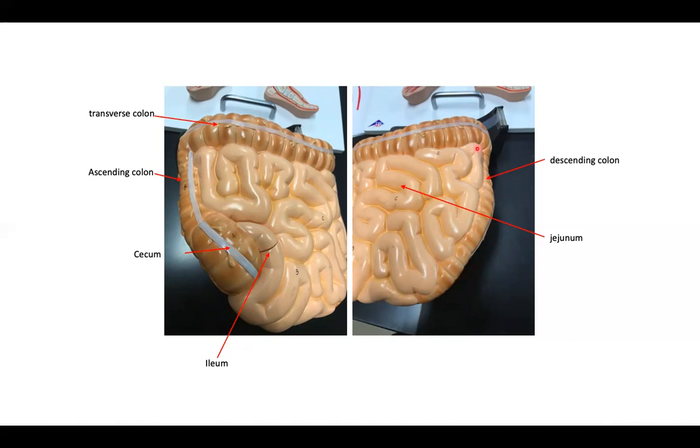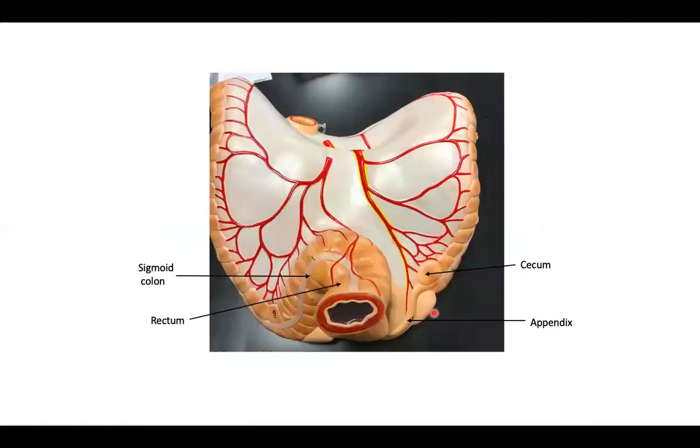On this side, if this is my descending colon, as it starts to twist to the back, it will be identified as the sigmoid colon. So let's take a look at this.